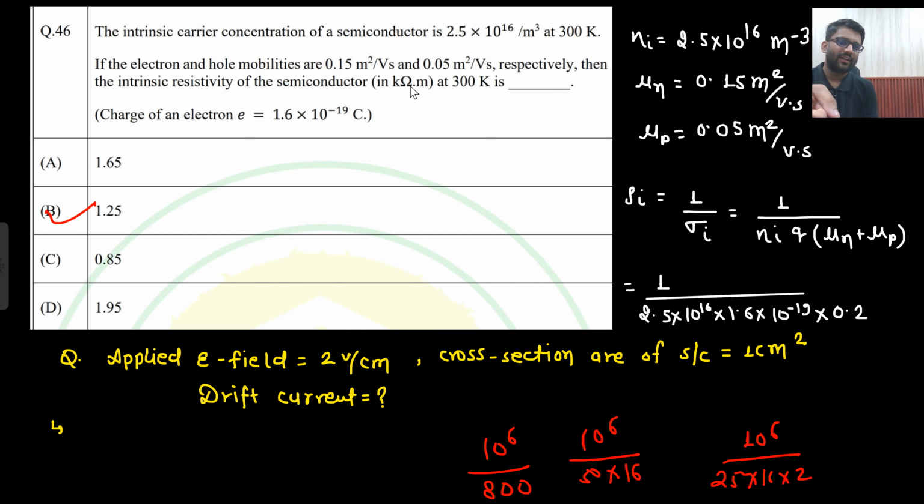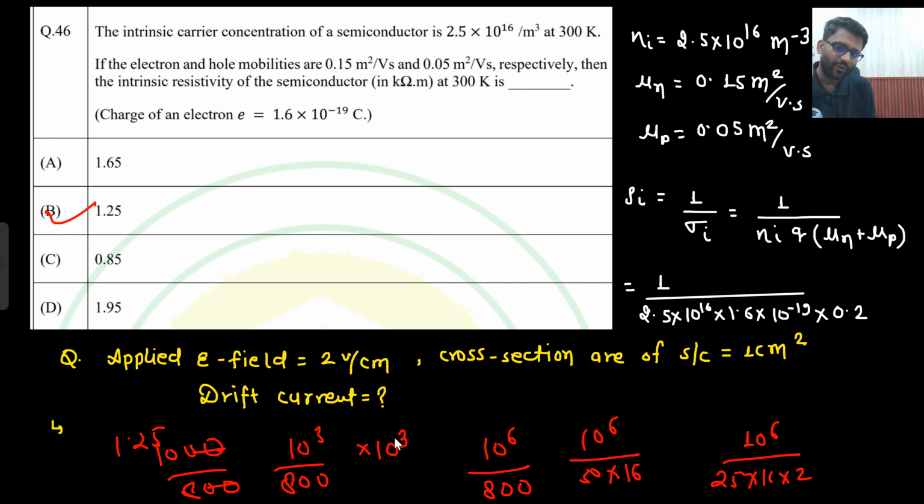Yeah, the answer is required in kilo ohm into meter. Okay, so for kilo I need to keep aside 10 to the power 3, and 10 to the power 3 divided by 800. So what will be the answer? 1000 divided by 800. So the answer would be 1.25, and this 10 to the power 3 will be kilo ohm into meter, because everything is in the SI unit.